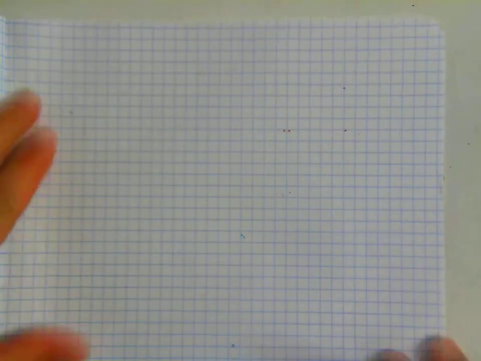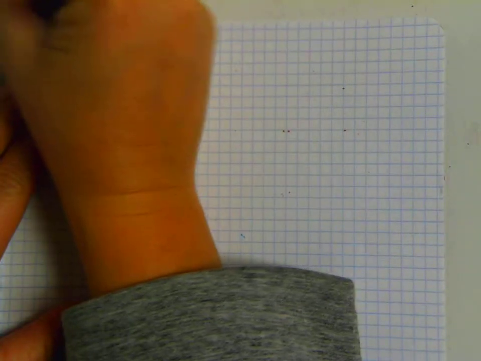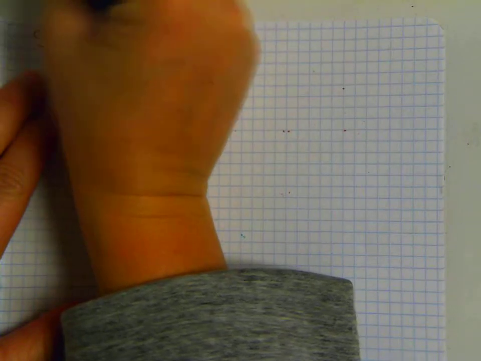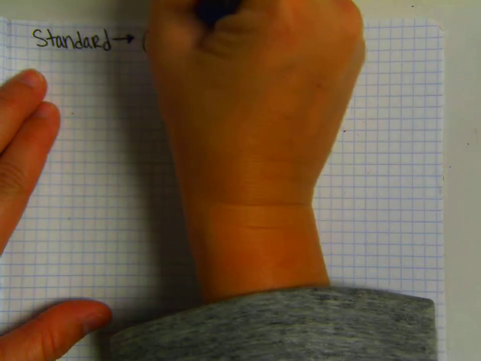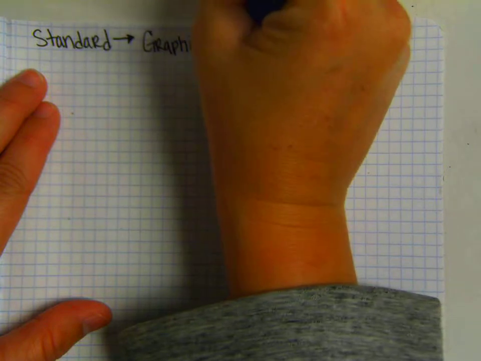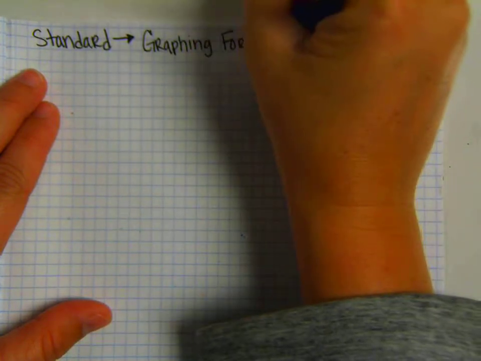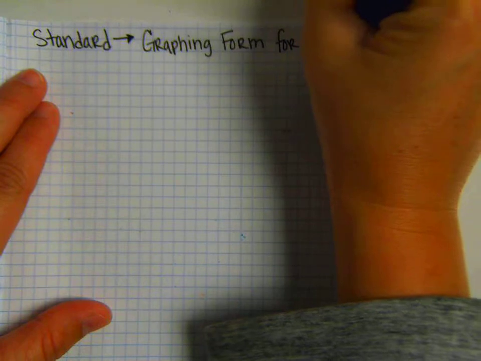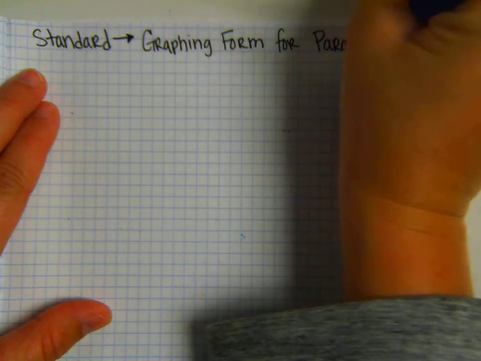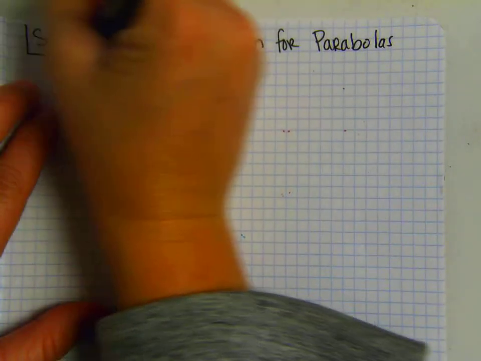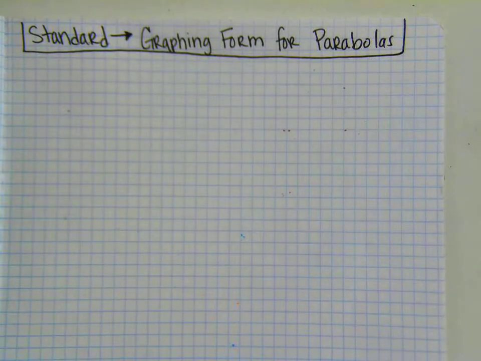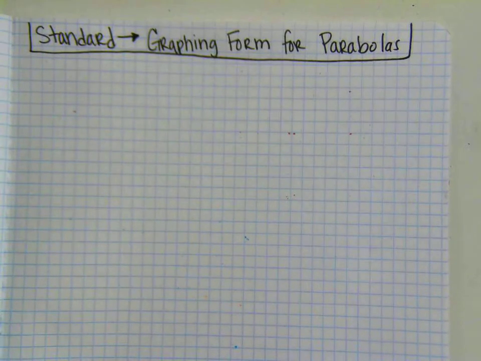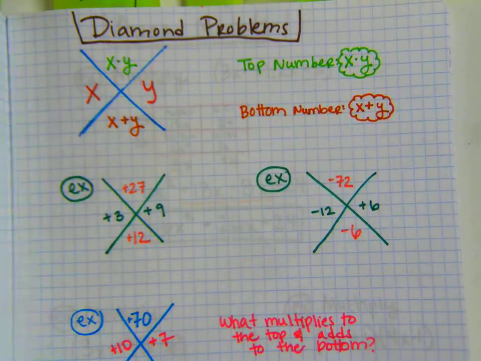Tonight's notes are going to be on page 58, and this is going to be standard to graphing form for parabolas. So last night's notes, we talked about what graphing form was. Now we're going to learn how to put it in graphing form. And this is a very important topic, so I am going to put it on my table of contents.